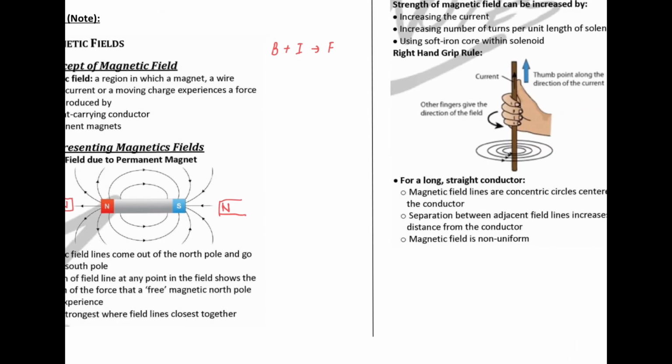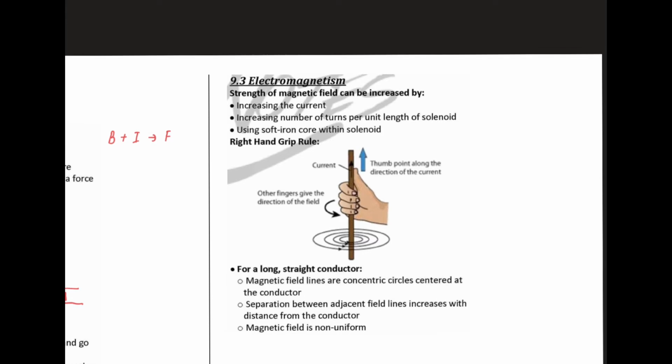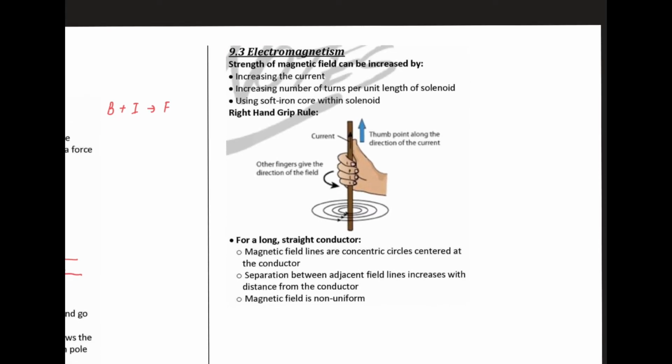9.3, electromagnetisms. So let's look at this point. Electromagnetisms. Just now, I already mentioned a little bit. It is the current carrying conductor that produces electromagnet. Okay, so current carrying conductor. So let's see here.